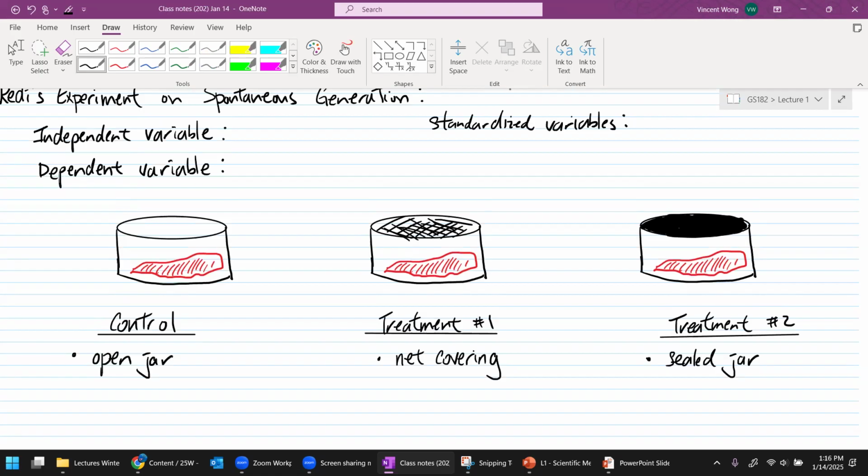The independent variable. What's the only thing that was changed? Yeah, the cover. The type of covering, right? Is it no cover? Is it netted cover? Is it fully covered? All right, so that's something that he was in control of. That would be the type of covering.